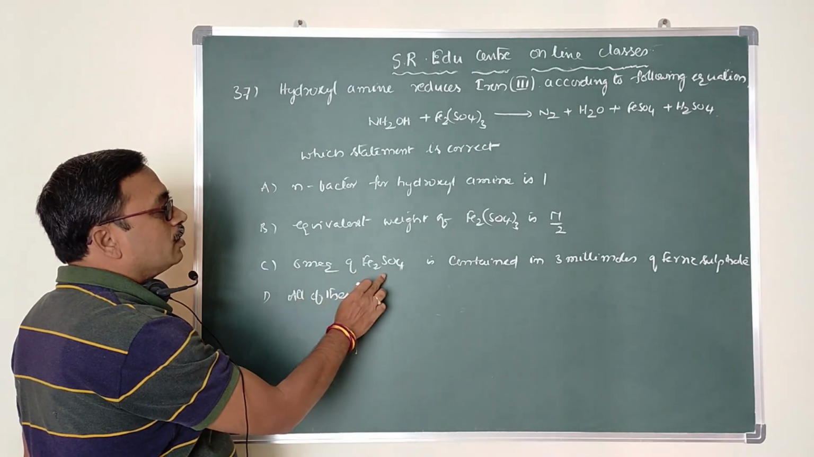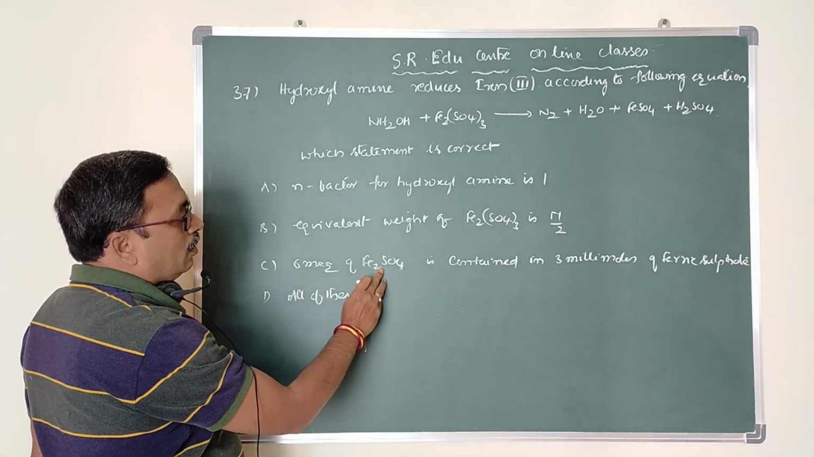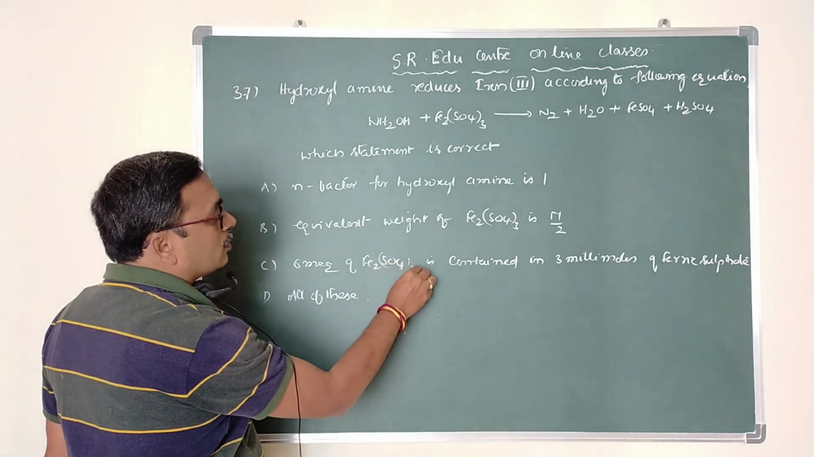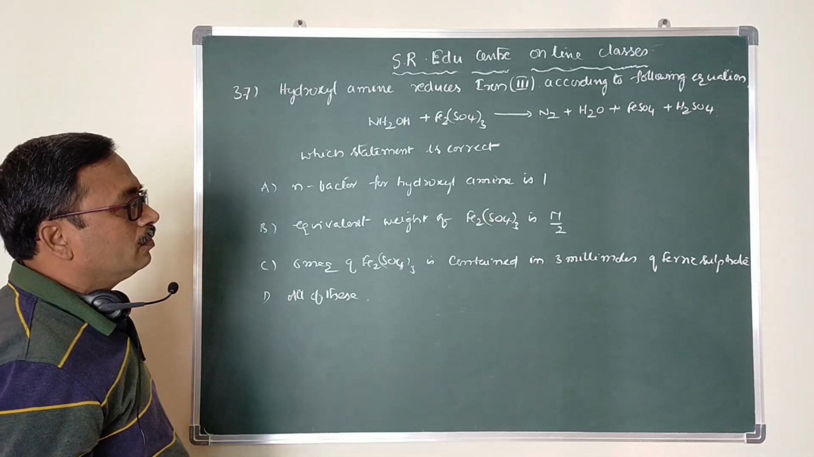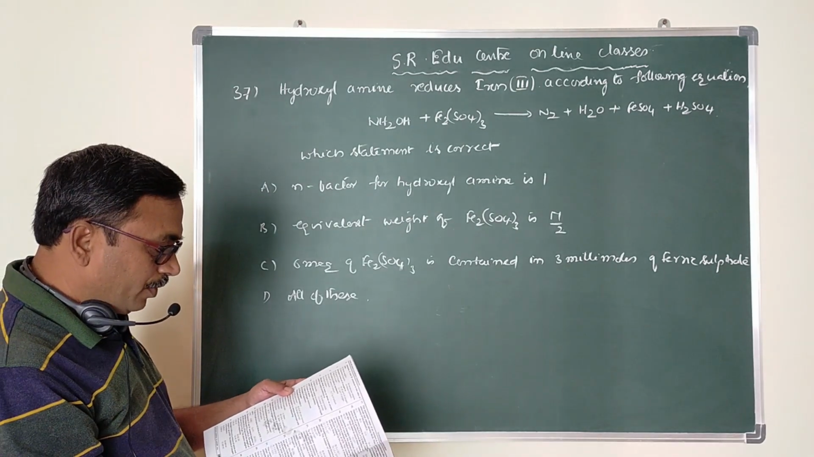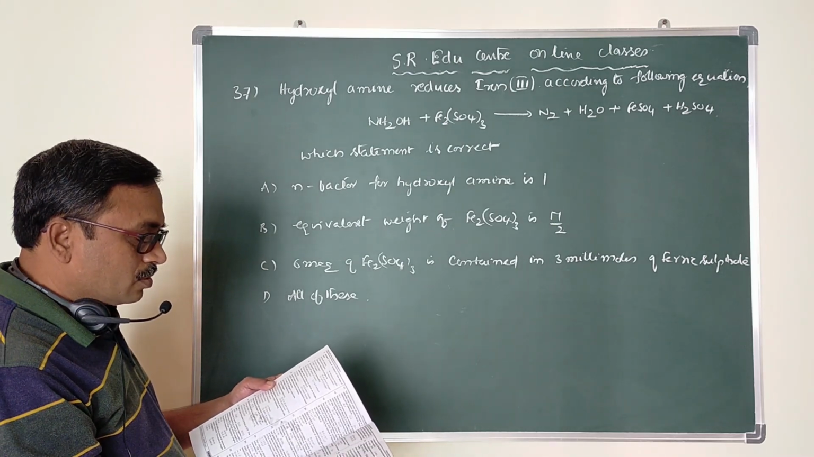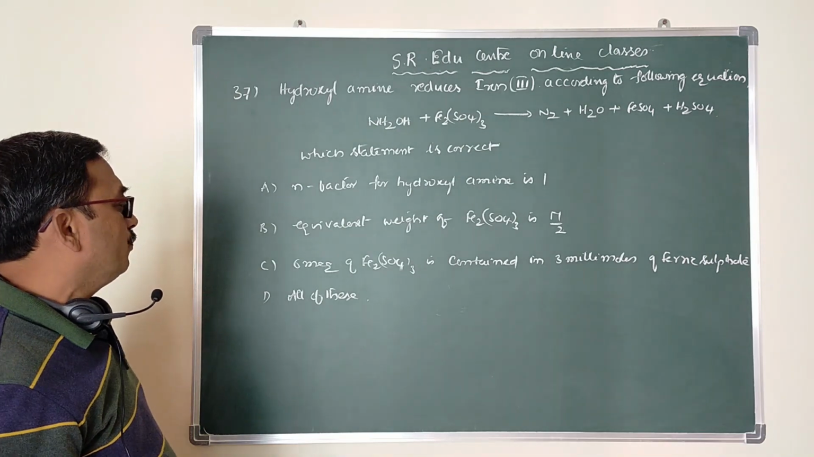6 milliequivalents of Fe2(SO4)3 is contained in 3 millimoles of ferric sulfate. All of this.